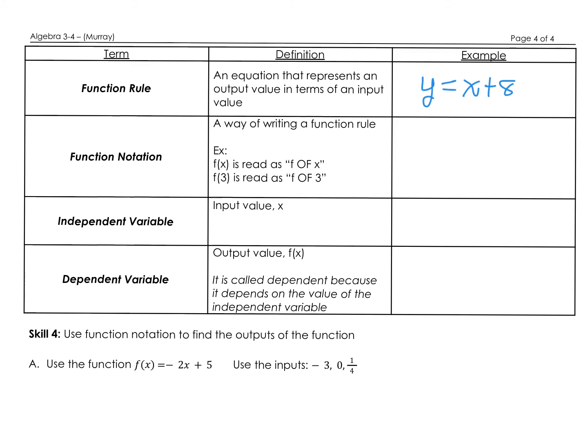So I'm just going to rewrite this rule in function notation. I'm essentially going to rewrite this y right here as f of x equals x plus 8. It's the same function rule, just written in function notation. So then x is considered our input value. So x is your input value. And then here, the whole f of x, so I'm going to put that in a different color. So from f to x, that's your output.